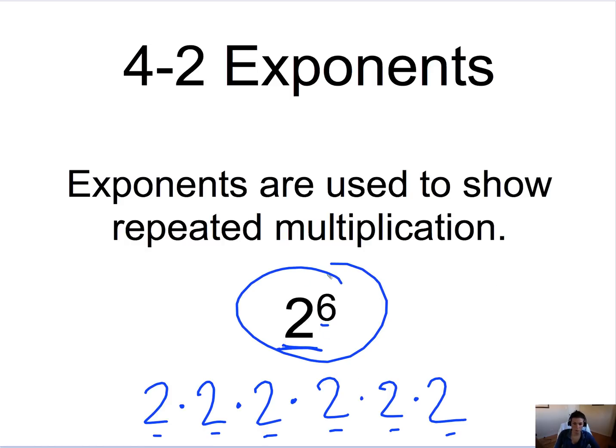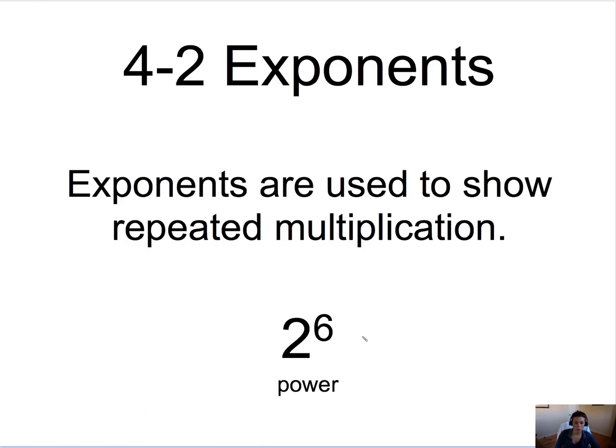Okay, so now let's talk about what this is. 2 to the 6th power is called a power. The entire thing, this right here, is called a power. Now within the power you have different parts. So let's talk about the first part. The first part is called the base. This number here, 2, is the base of the entire power. And then that little floating number is called the exponent.